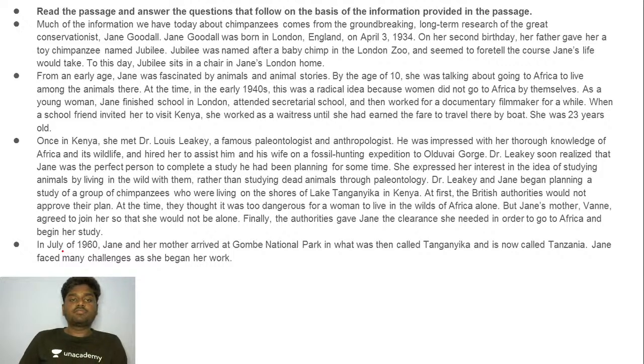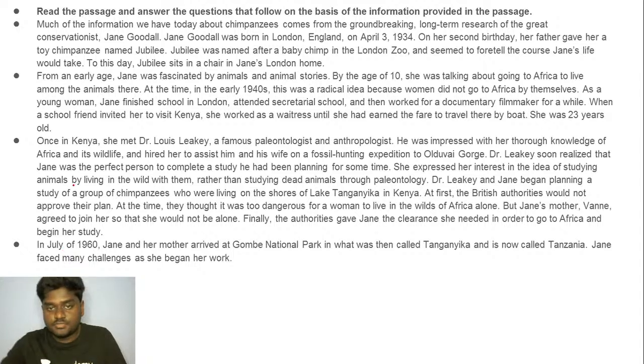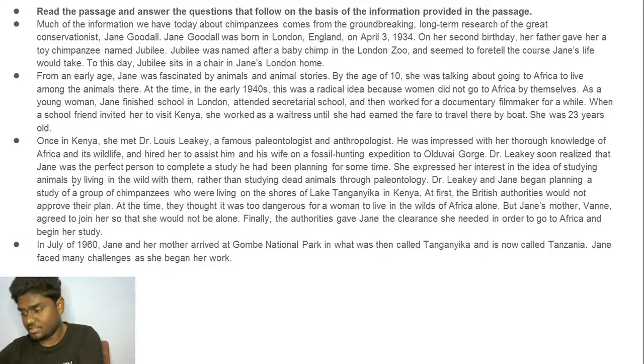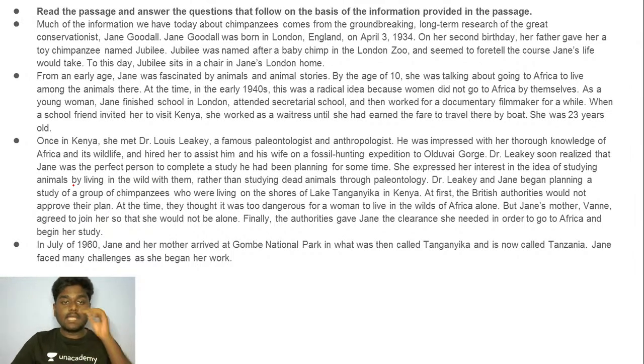Much of the information we have today about chimpanzees comes from the groundbreaking long-term research of the great conservationist. Sorry, it's been wrongly pronounced. And Jane Goodall. Jane Goodall was born in London, England on April 3rd, 1934.